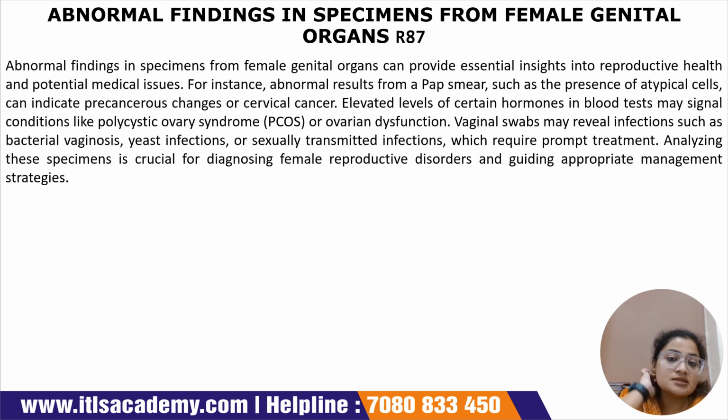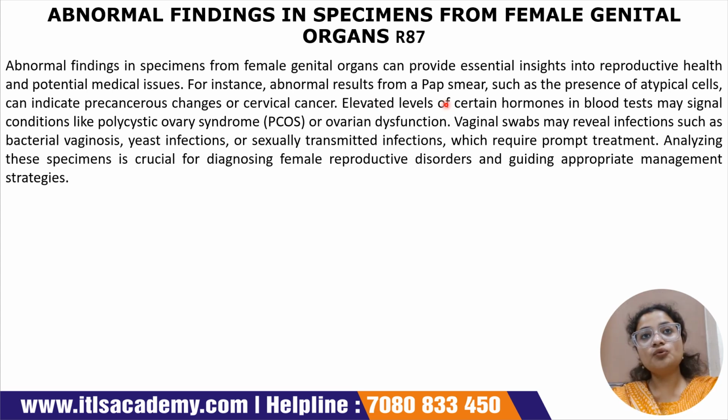Okay, moving on to the next important subcode that we need to talk about, that is R87, which corresponds to abnormal findings in specimens from female genital organs. So this will provide essential insights into reproductive health and potential medical issues in females. For instance, abnormal results from a pap smear. Pap smear is again something I've previously talked about.